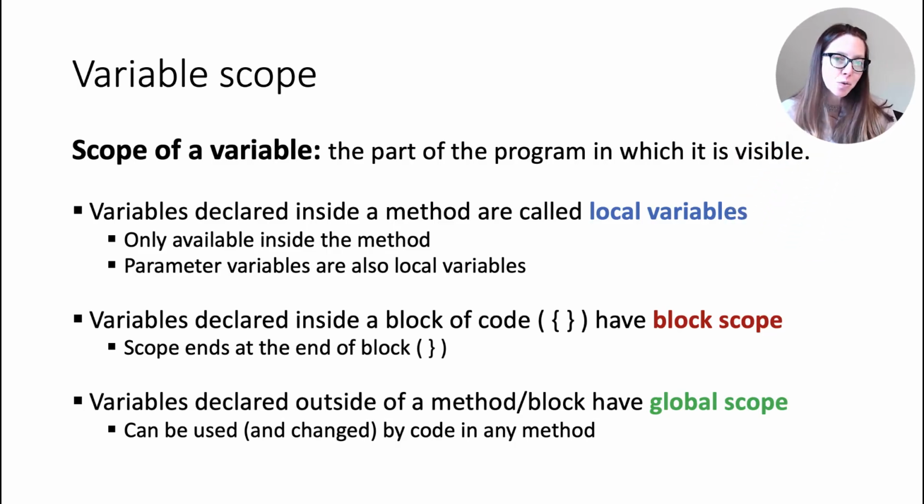Now that we've been creating all of these methods, we might think, this is dangerous. What if I create something in the main method and something in another method and they both have the same name?